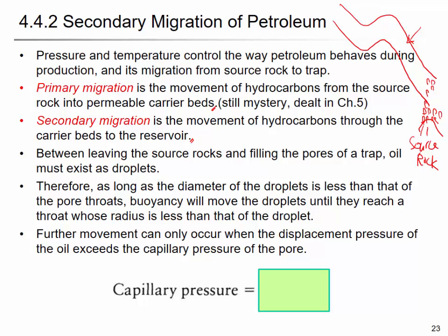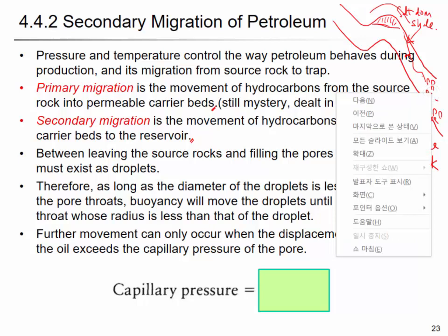Then because of buoyancy, because the hydrocarbon is lighter than the water, it will migrate and can be trapped in here, right? If there's a cap rock here, maybe a salt dome or shale. And this is called a trap. And from here to here, it's called secondary migration. From the source rock to the permeable bed is called the primary migration.